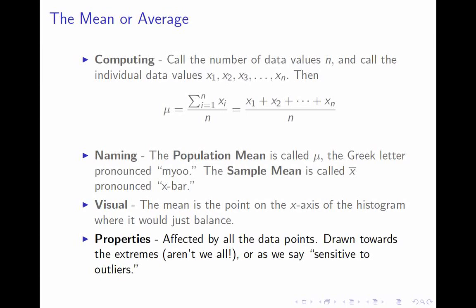Its most important property is that it's affected by all the data points. If you change one data point, the mean will always change. And in particular, it's heavily affected by extreme values. It's pulled towards extremes. We'll say it's sensitive to outliers.